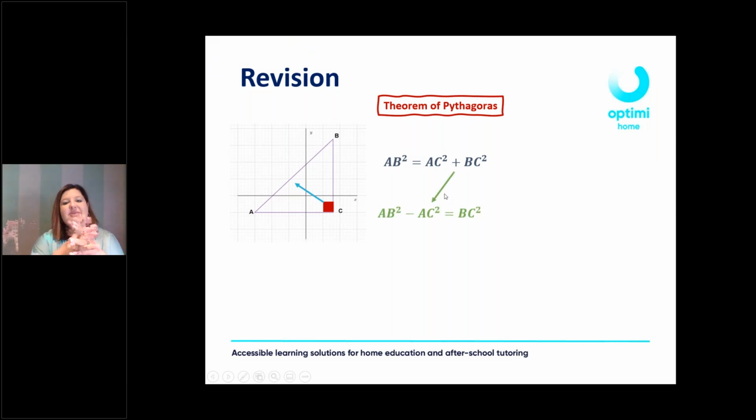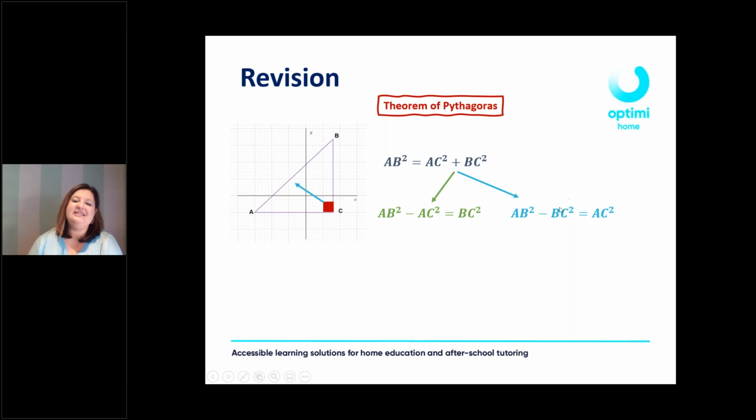Right. Now this equation and this theory of Pythagoras can be manipulated in ways to calculate smaller sides that need to be calculated. So in this first equation, we said the long side squared is the sum of the two smaller sides squared. But when I take my AC over to the left-hand side, you will see that I can actually use that to calculate BC squared.